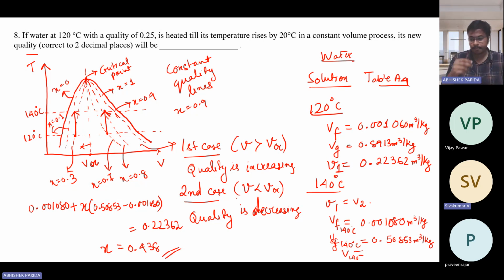The concept is correct, because the critical specific volume is 0.00317 meter cube per kg. Initially, we are getting V1 as 0.22362, which is ahead of 0.00317. So correct. Now when we started to PT, definitely the quality will be improved. So now it is improved from 0.25 to 0.43. Correct. So you understood the concept, right? Yes, sir. Thank you, sir.